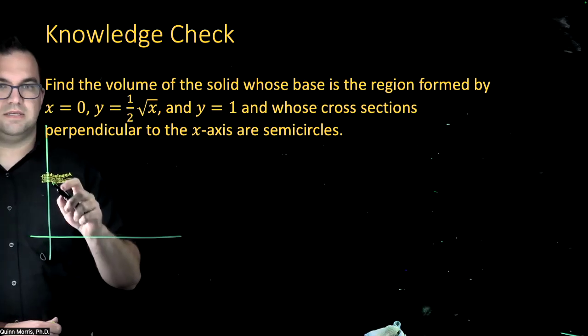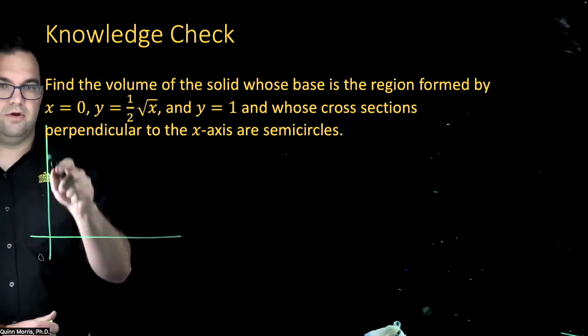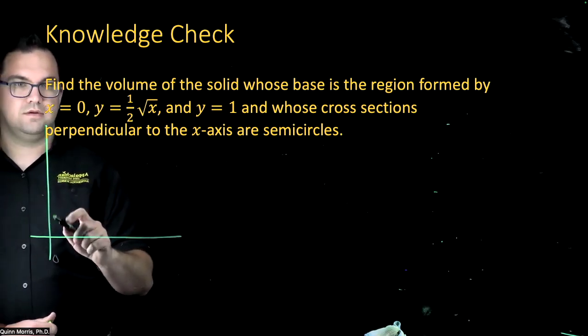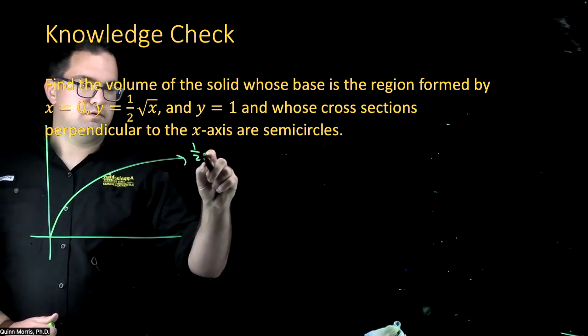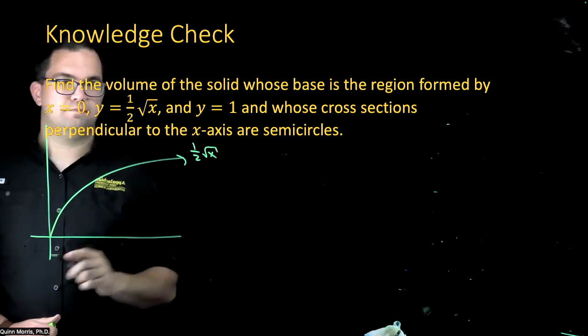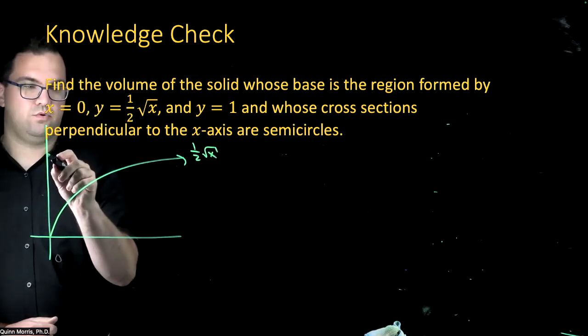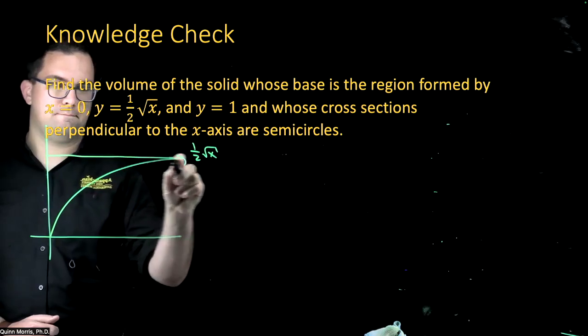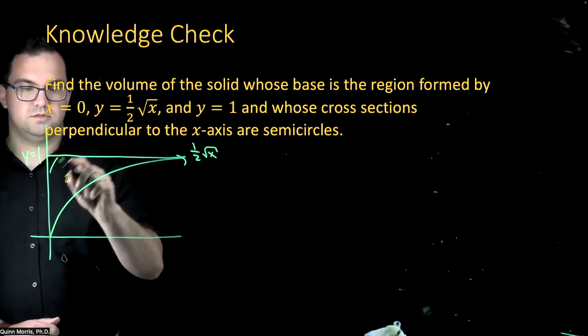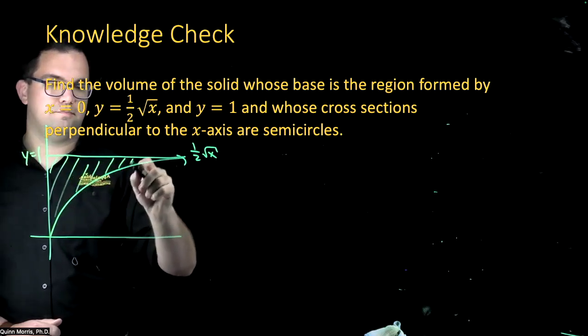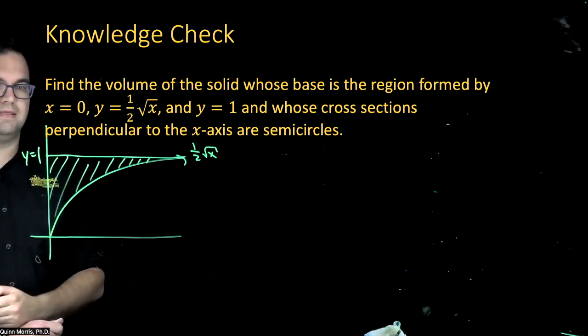So if I look at this, this is bounded by, well, x is equal to 0 is just the y-axis. y is equal to 1/2 square root of x. And y is equal to 1. Okay. So my base region here looks something like this.